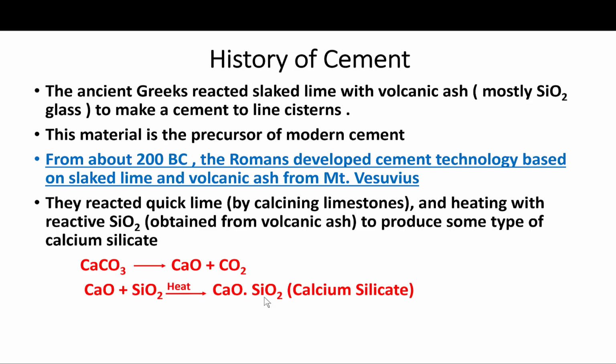From about 200 BC, the Romans developed cement technology based on slaked lime and volcanic ash they obtained from Mount Vesuvius. They reacted basically quicklime, by of course calcining limestones, as you can see here, and heating this with reactive silicon dioxide, which they obtained from volcanic ash, to produce some type of calcium silicate, according to this equation, of course with heat.